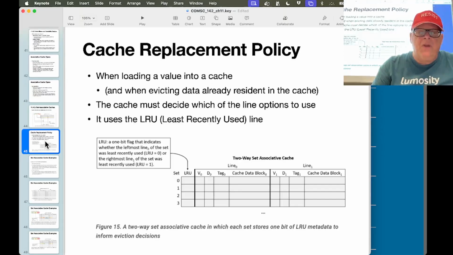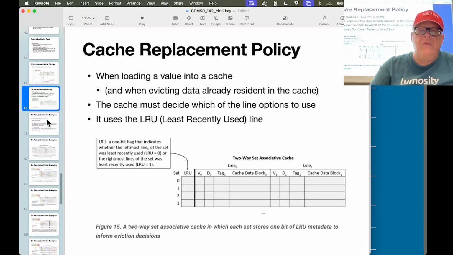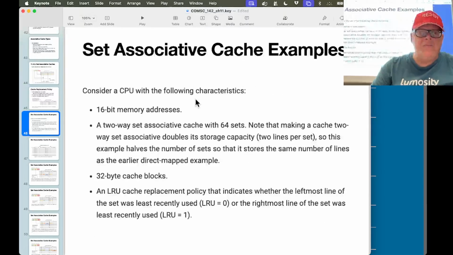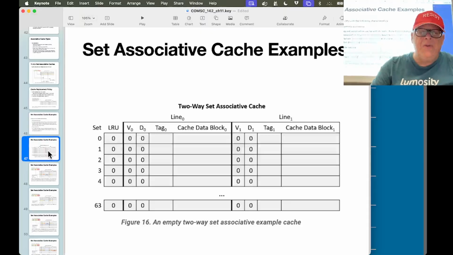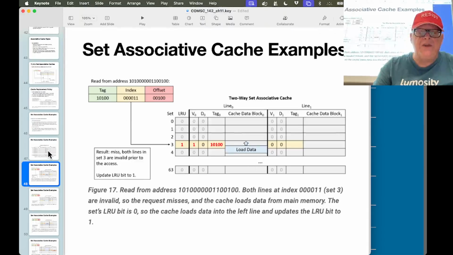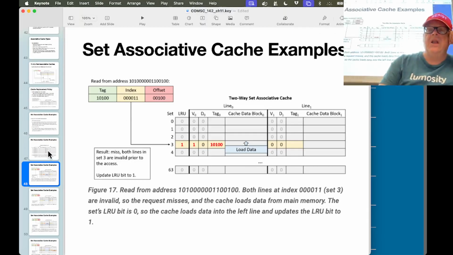All right, so when you load a value into a cache, the cache must decide which of the line options to use. If it has several, it uses the least recently used line. This is a common thing all through computing: whatever you have not used very lately, you figure you're done with it, so it would be okay to remove that from the fast memory. That seems kind of obvious. All right, and so again, we could go through an example, but I don't think it's really necessary. You get the general idea, I think.